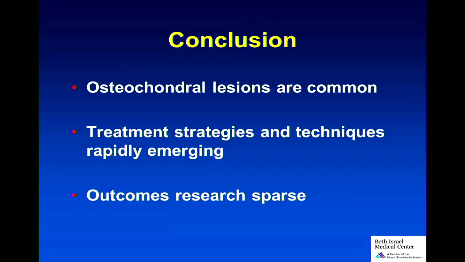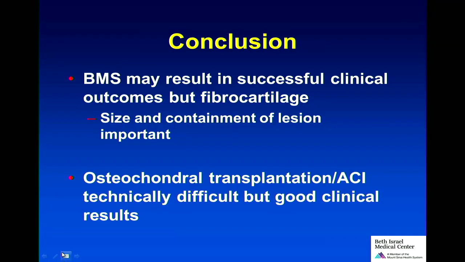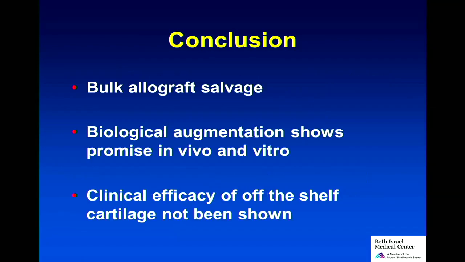So in conclusion, osteochondral lesions are common. The treatment strategies and techniques are rapidly emerging. However, the outcomes research is sparse. Bone marrow stimulation may result in successful clinical outcomes, but the longevity of the fibrocartilage is unclear. I think the size and containment are important. Osteochondral transplantation and ACI are technically more difficult, but have had good results. The bulk allografts, again, really are more a salvage situation.